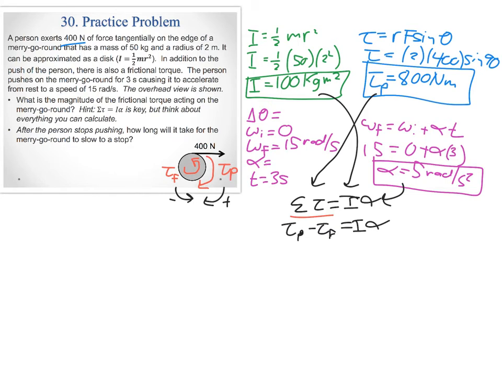Okay, and I'm also going to make my angular acceleration positive, because whatever direction my pushing torque is going, that's also going to be the direction of my angular acceleration. So what I end up getting is 800 minus this torque from friction, which I don't know, equals 100 times 5. And so I get that my frictional torque is going to be equal to 300 Newton meters.